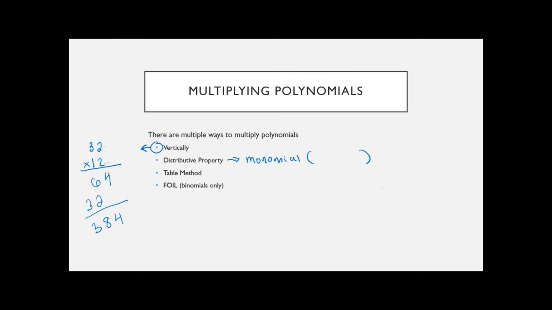So it's vertical, distributive property, the table method. That method is not shown in the textbook, but the table method is very similar to when we have our multiplication tables.